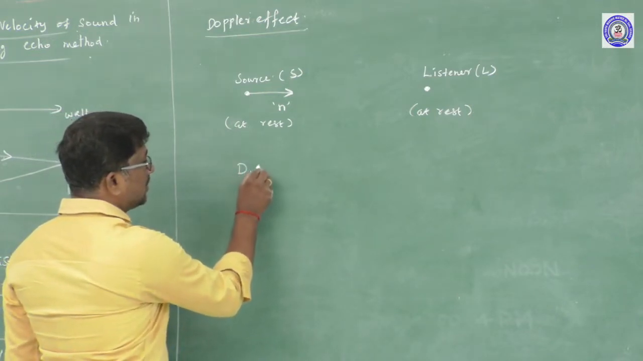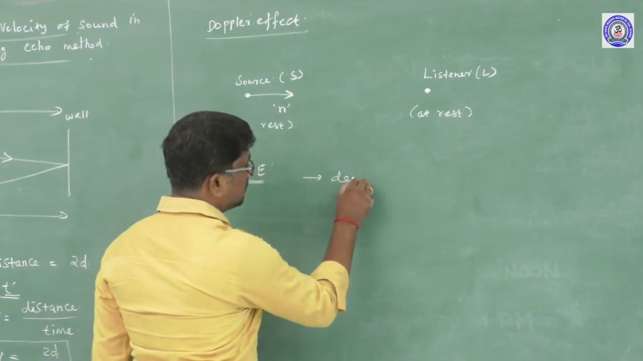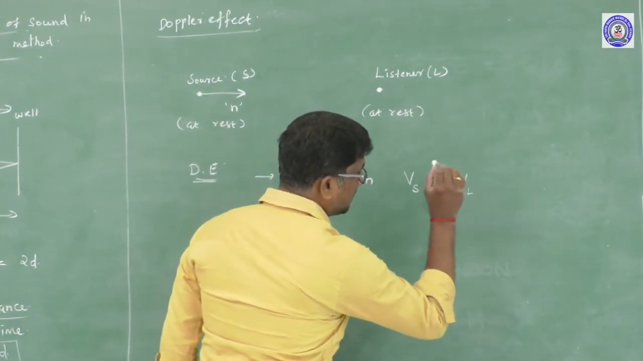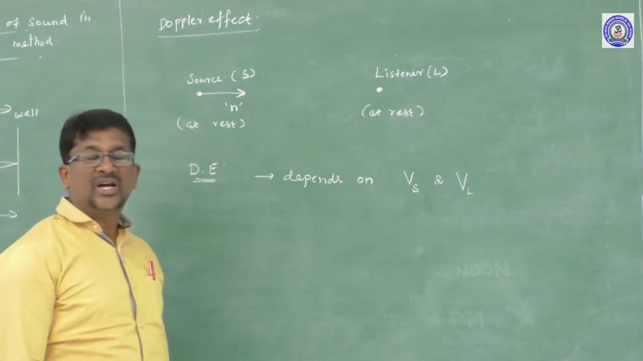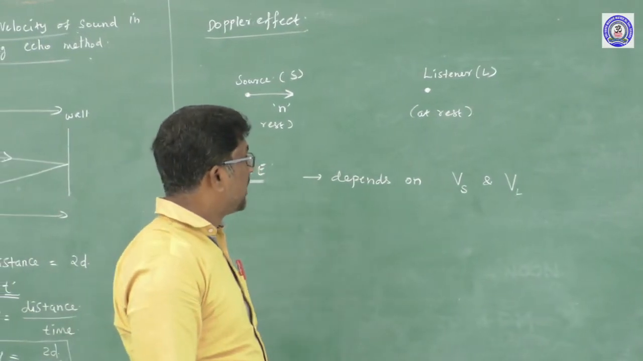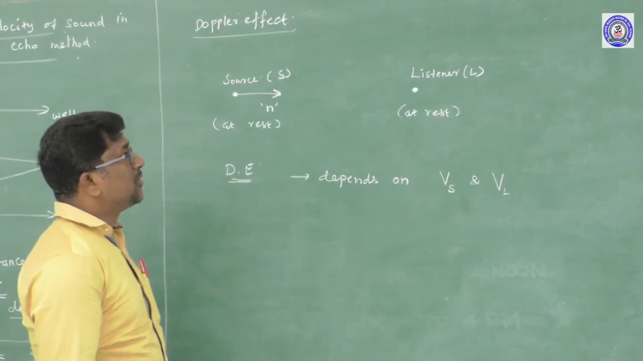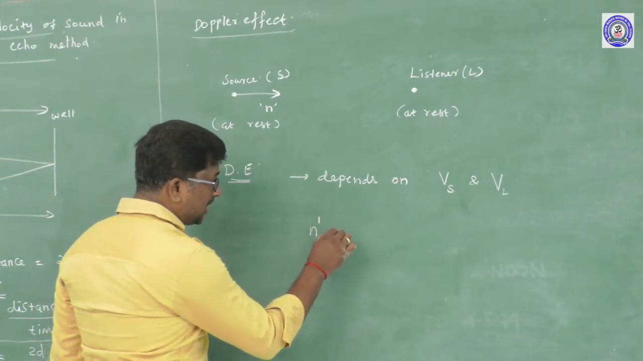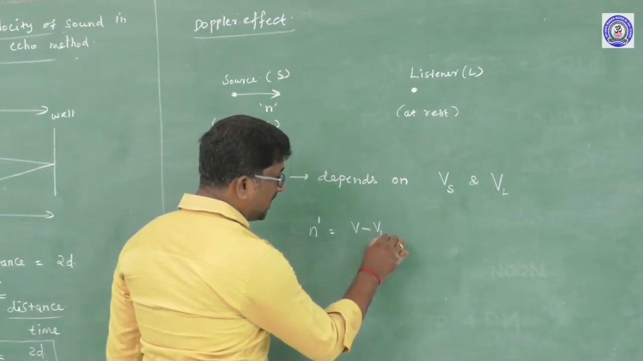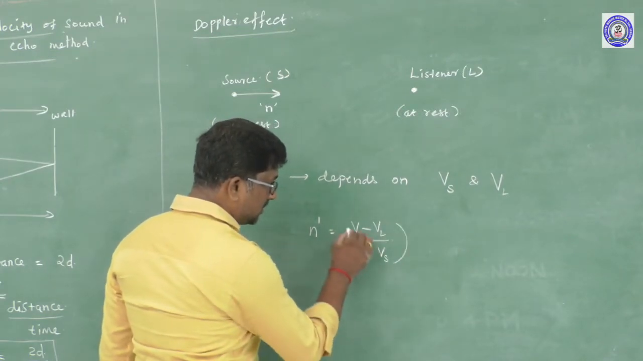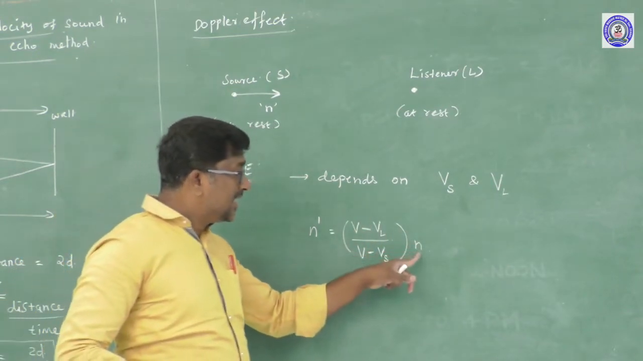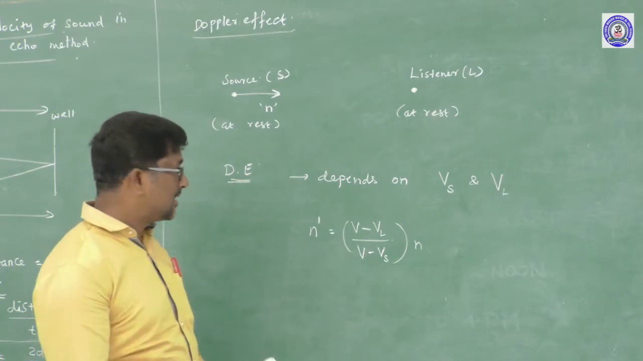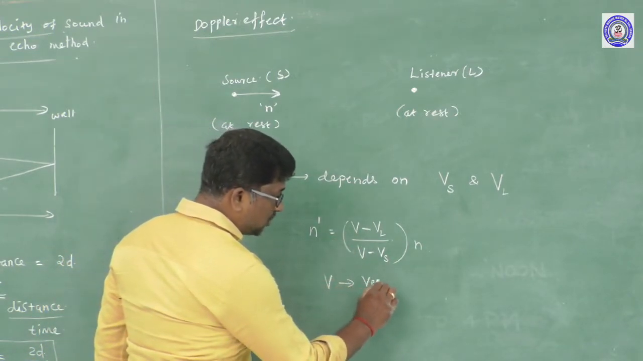The Doppler effect depends on the velocity of source and velocity of listener. The apparent frequency of the sound wave measured by the listener due to the relative motion between source and listener is generally given by the expression n prime is equal to (v minus vl) divided by (v minus vs) into n, where n is the actual frequency of the sound wave emitted by the source, n prime is the apparent frequency measured by the listener, and v is the velocity of sound.